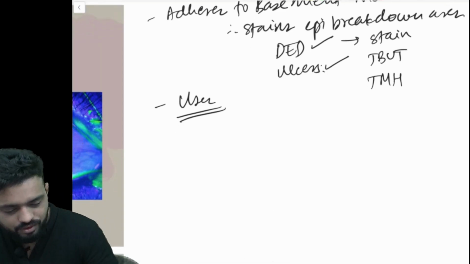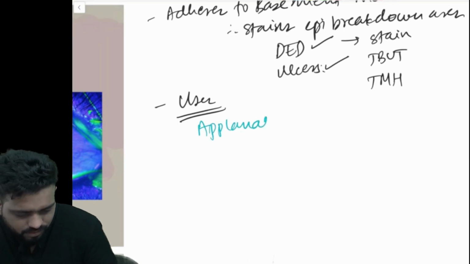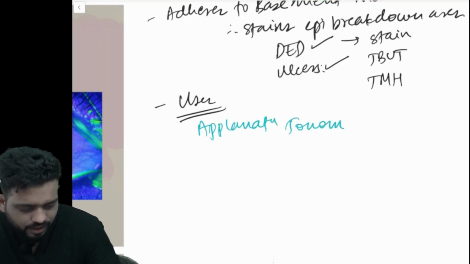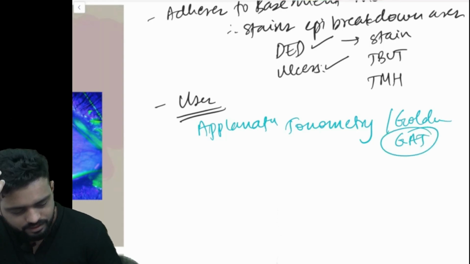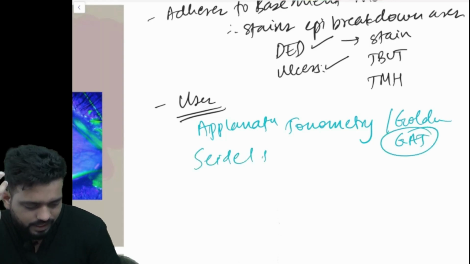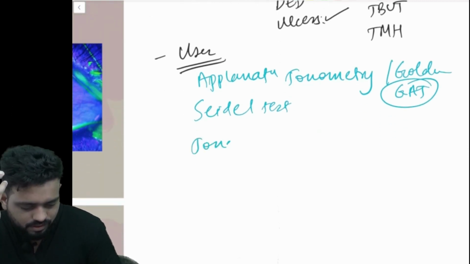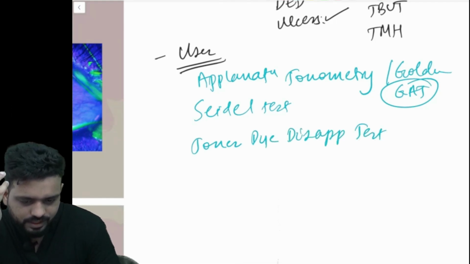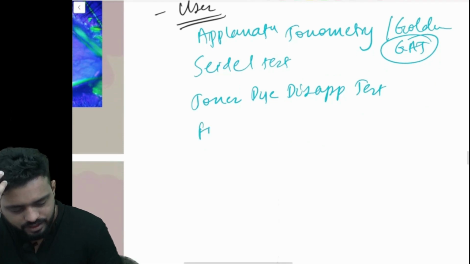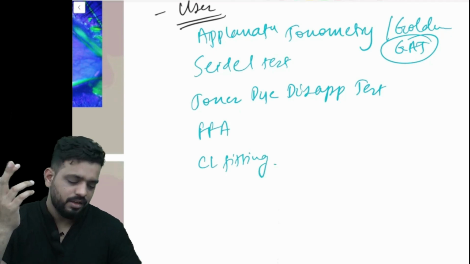What are the other uses of fluorescein? Okay, so applanation tonometry, which is the gold standard for the IOP measurement, which is also known as Goldmann's applanation tonometry or GAT. Then Seidel's test. I'll cover this in detail when we have lectures on this. Then there is Jones dye disappearance test. Okay. Then there is very important fluorescein fundus angiography and contact lens fitting. Okay, remember all this.